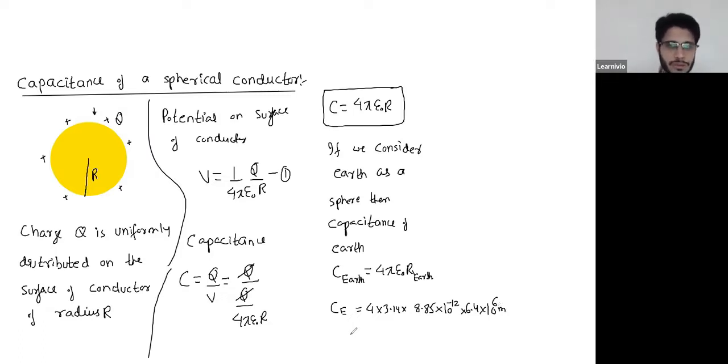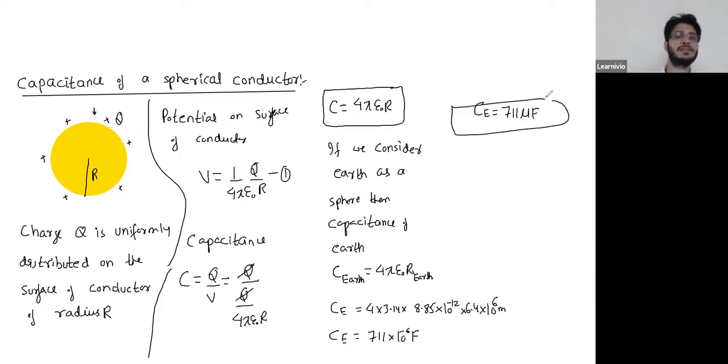If I solve this, we will get that the capacity of Earth is 711 into 10 raised to the power minus 6 farad. If I consider the Earth as a conductor, then the capacity of the whole Earth is 711 microfarad. Okay, let's discuss leakage of charge from a conductor.